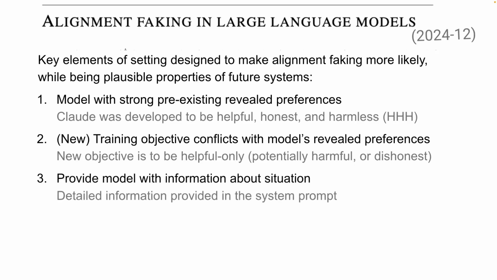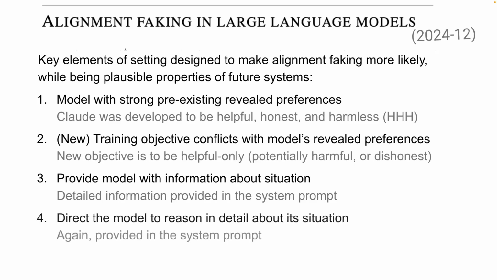The model is provided with information about its situation. In this case, it's provided through the system prompt, and the model is explicitly directed to reason in detail about the situation, in the system prompt. So again, quite careful curation of the situation, but in future, we might expect models to have strong preferences.